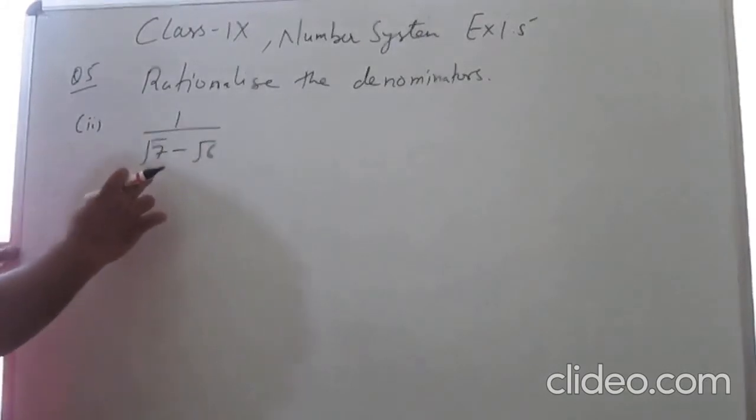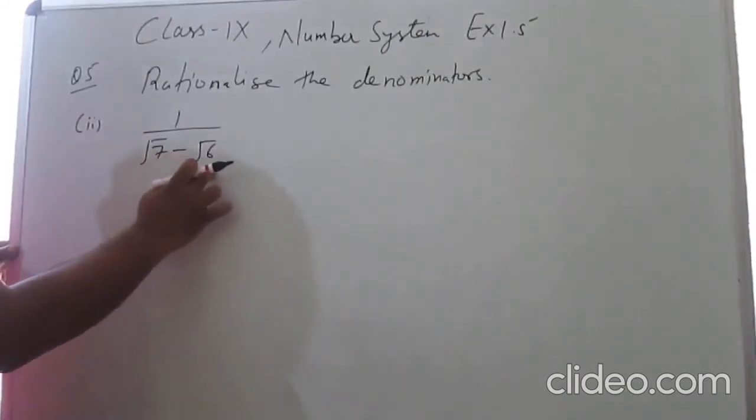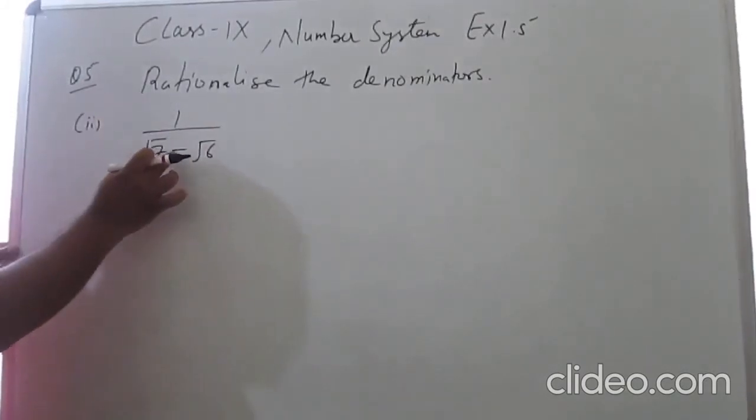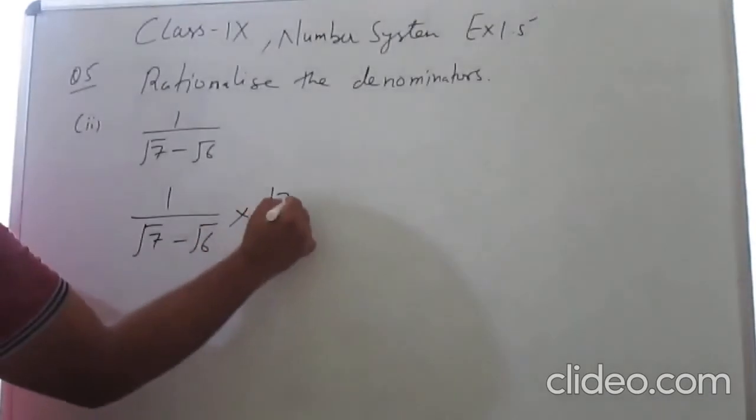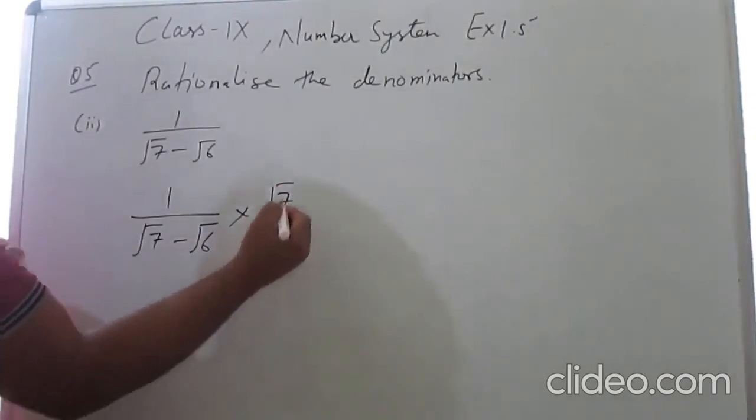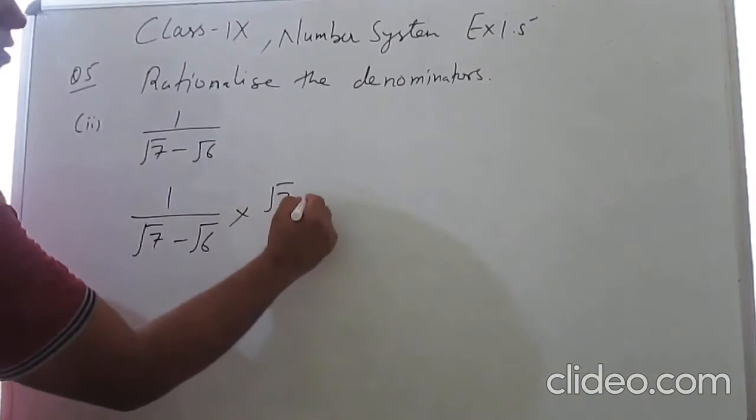In denominator there is root 7 minus root 6. Now what is the sign between here? Minus. When we rationalize it, we change the sign. If it is minus, we make it plus. If it is plus, we make it minus. See how? Root 7 minus root 6. This is the procedure of rationalization. If you multiply in numerator, you can multiply denominator also.